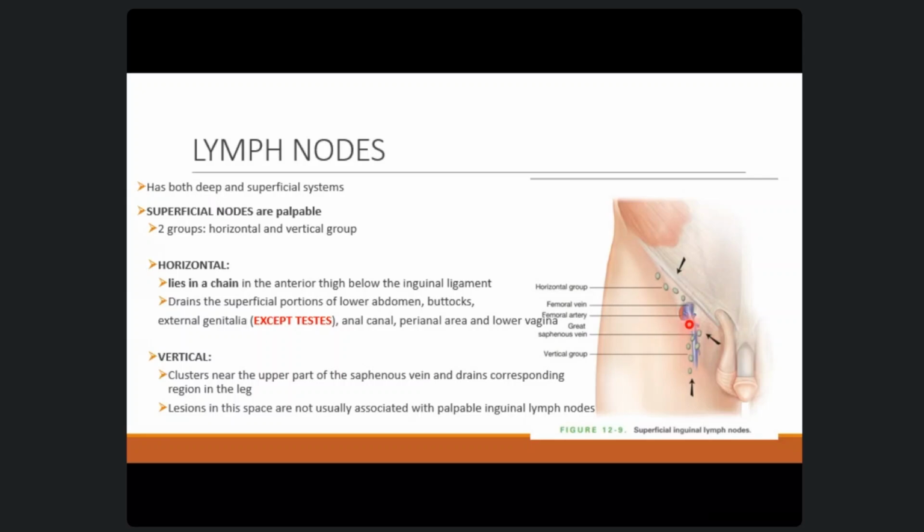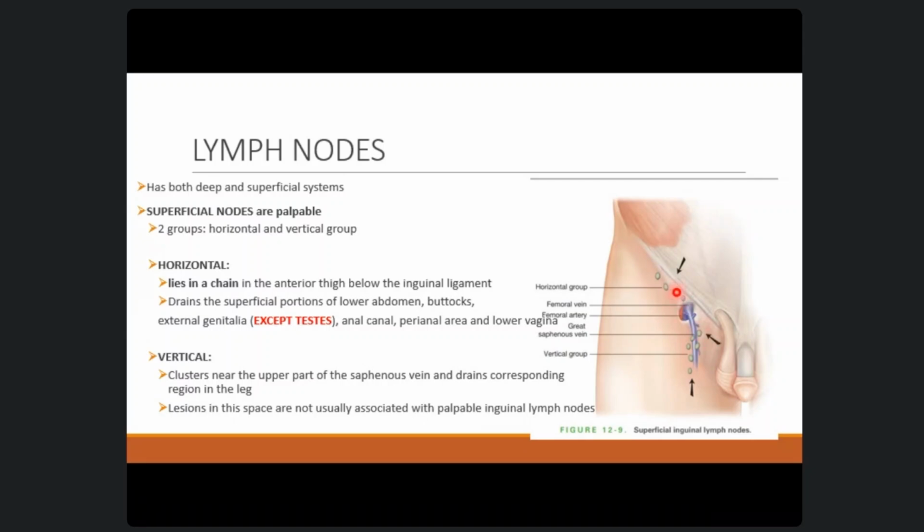So you can feel or you have your horizontal chain of nodes. So just here. So it drains the superficial portions of the lower abdomen, the buttocks, external genitalia, except for the testes, anal canal, perineal, and the lower vagina.